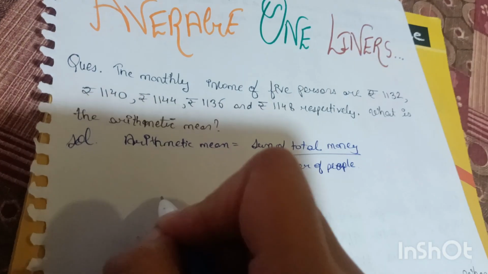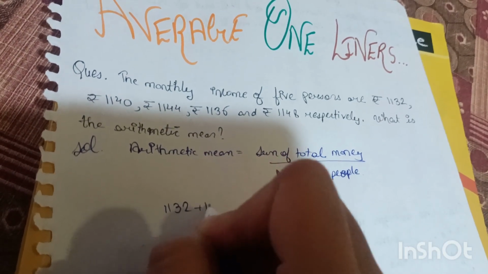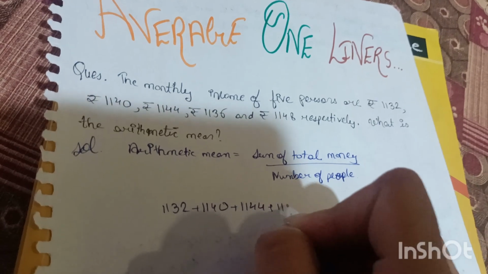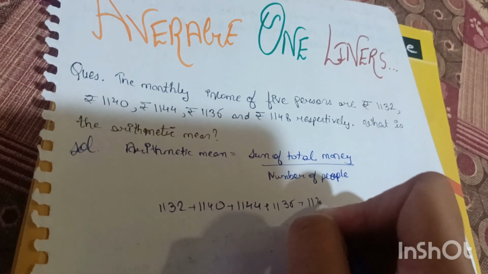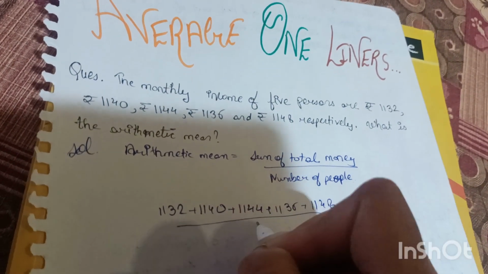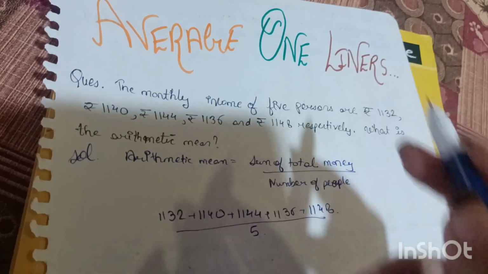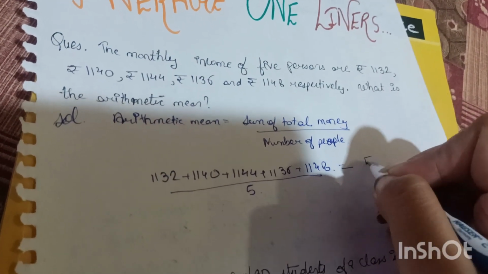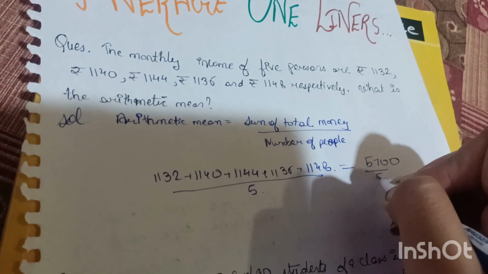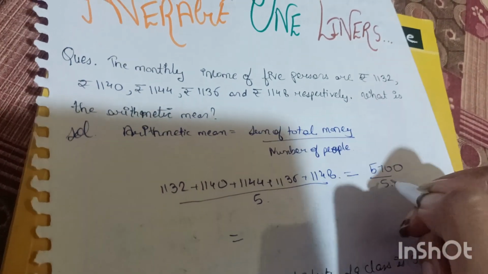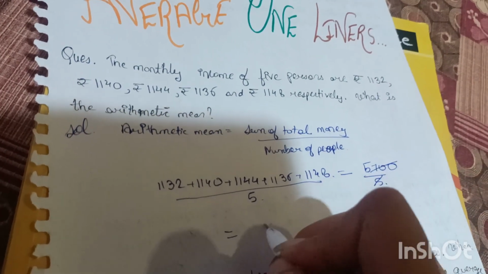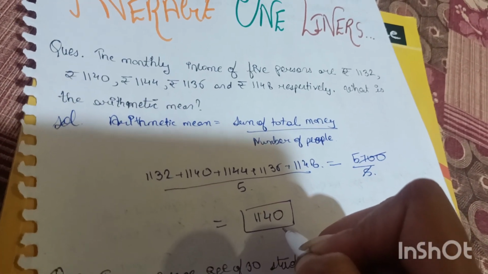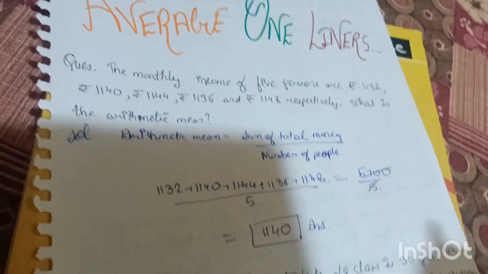So it is over here like this: 1132 plus 1140 plus 1144 plus 1136 plus 1148. And how many persons? There are 5 people. Okay, so when we do the total, we'll get the answer 5700. So if we cancel out, we'll get the value 1140. So the average is 1140. Here is the answer.